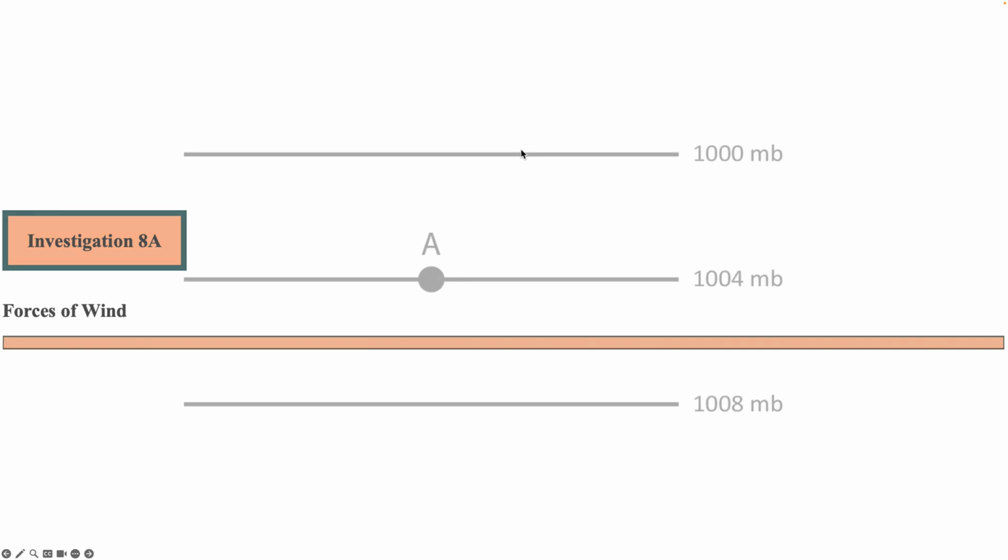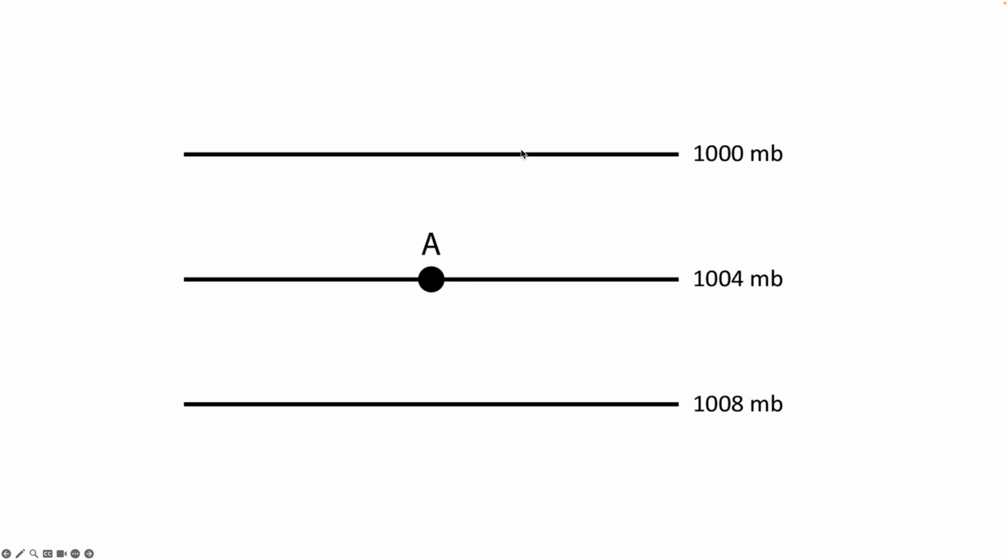So, forces of wind. What I'm going to do to begin with is start with the three basic forces that act on air at the Earth's surface. The first one is the pressure gradient force, the second one is the Coriolis force, and the third one is friction. Each one of these forces by themselves will cause movement of the air.